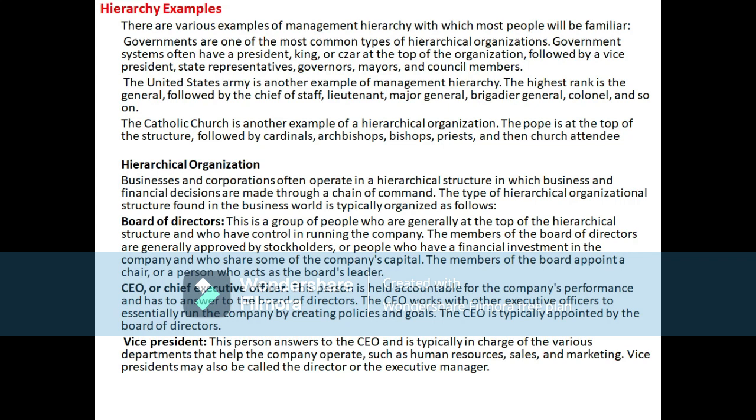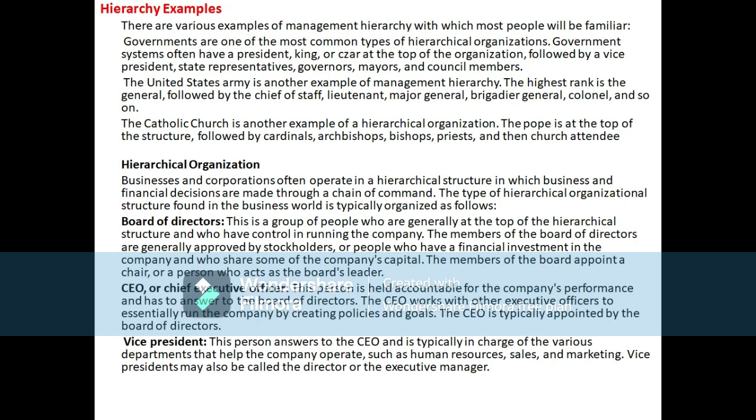Governments are one of the most common types of hierarchical organizations. Government systems often have a president, king, or czar at the top of the organization, followed by vice president, state representatives, governors, mayors, and council members. So this is a hierarchical system that we will see in governments. We all know how the government public sector system works. Likewise, state representatives, governors, mayors, council members. This is an organizational structure hierarchy.